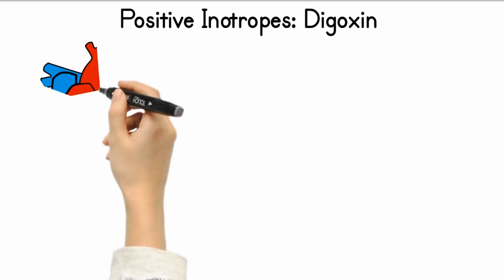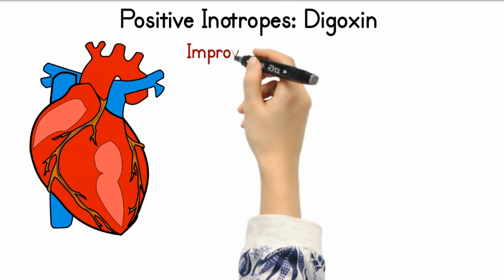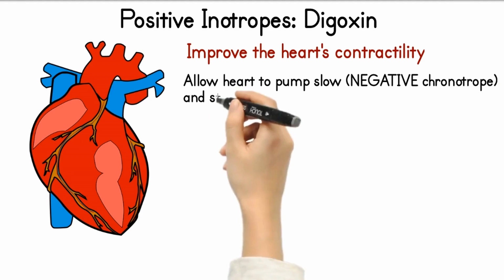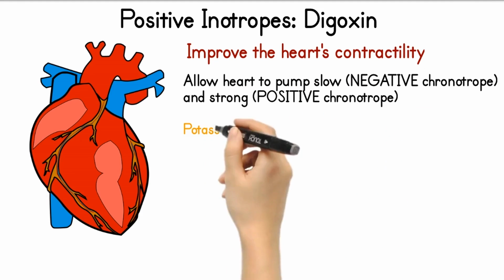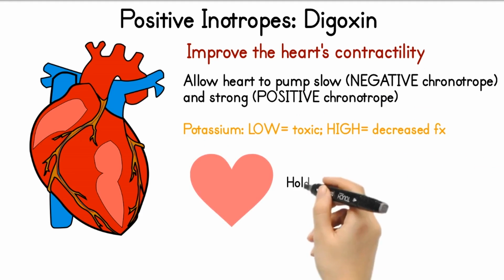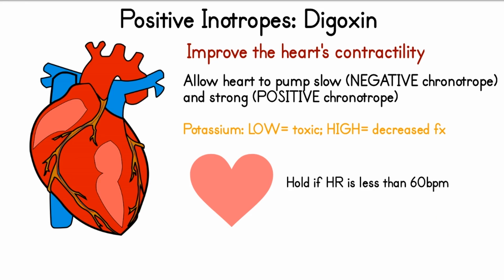Positive inotropes. At later stages of heart failure, positive inotropes may be prescribed to improve the heart's contractility. These include dopamine, Levophed, and digoxin. Digoxin allows the heart to pump slow, decreasing heart rate, and strong, improving contractility. Thus, it's both a negative chronotrope and a positive inotrope.